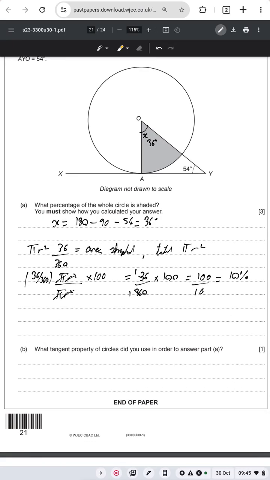What tangent property of the circle did you use in order to answer this question? So a radius making contact with a tangent is equal to 90 degrees. So that's where I got that 90 from above.